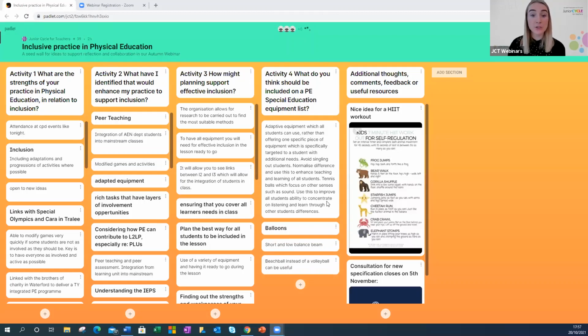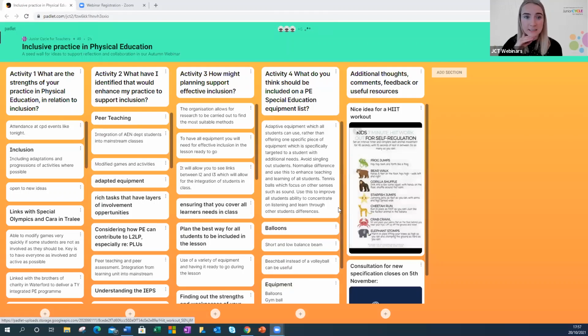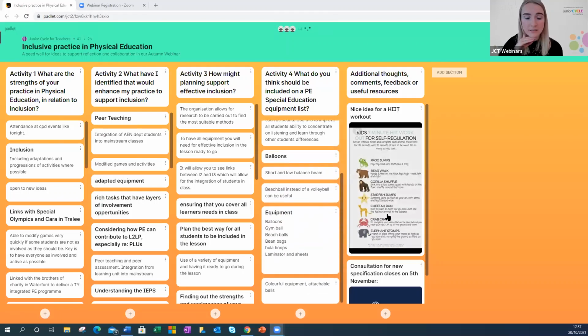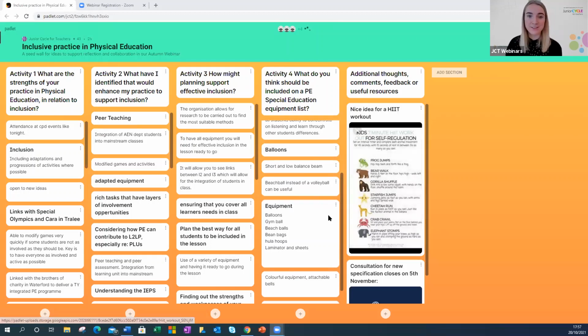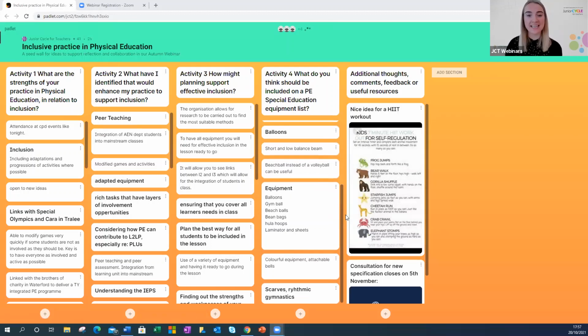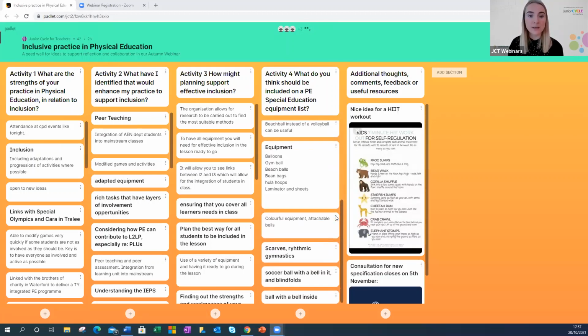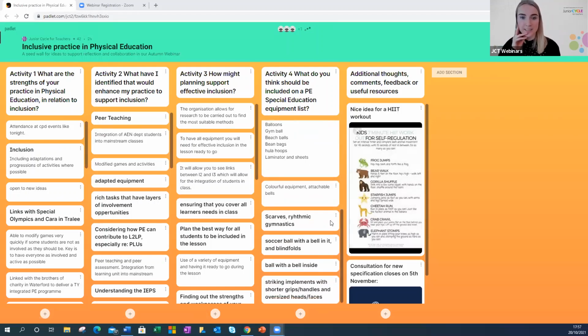Yeah, balloons, short and low balance beam. Beach balls instead of volleyballs, great. Hula hoops, laminator and sheets, absolutely. There's nothing worse than creating a lovely resource and then it getting damaged. So laminator sheet, scarves, rhythmic gymnastics equipment, super. Soccer ball with a bell in it, blindfolds, ball with a bell inside, brilliant. Different coloured balls as well. Striking implements with shorter grips or handles and oversized heads or faces. This is super.